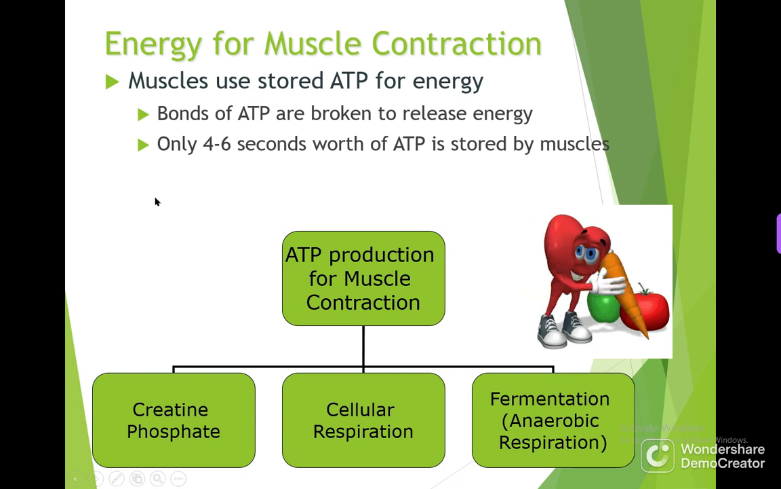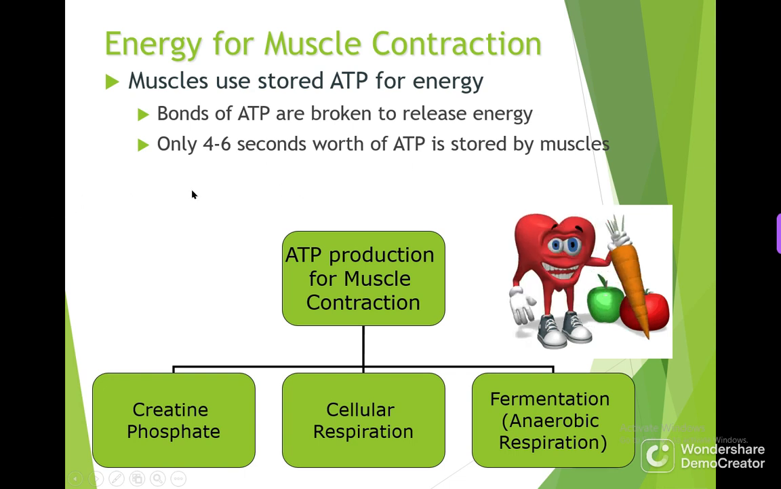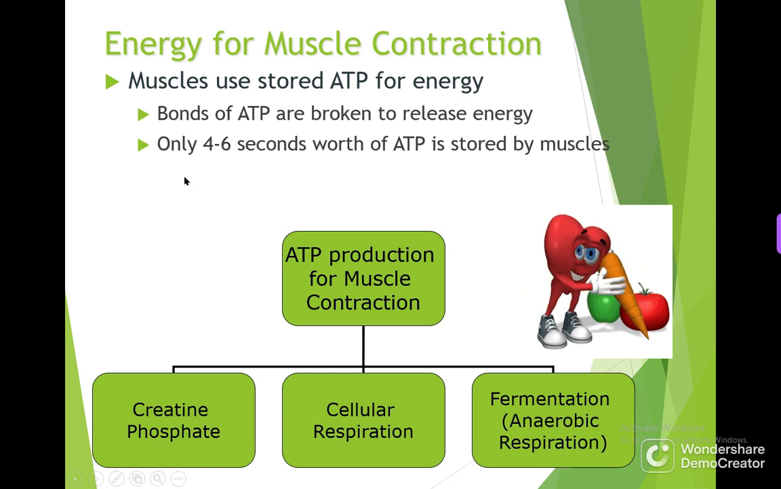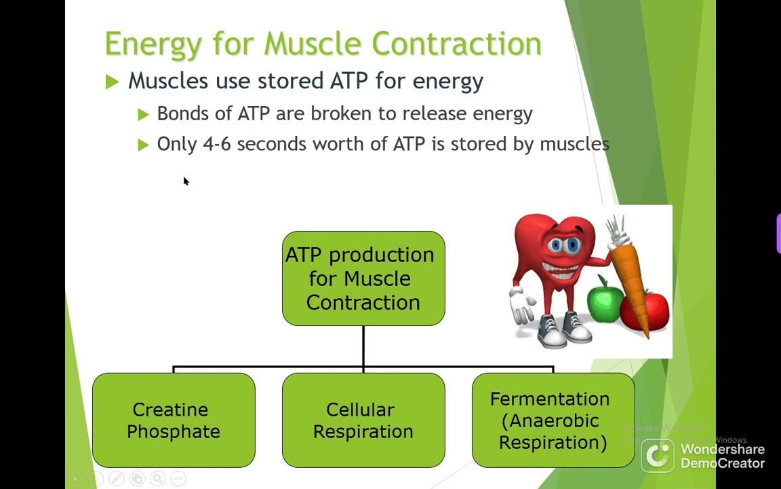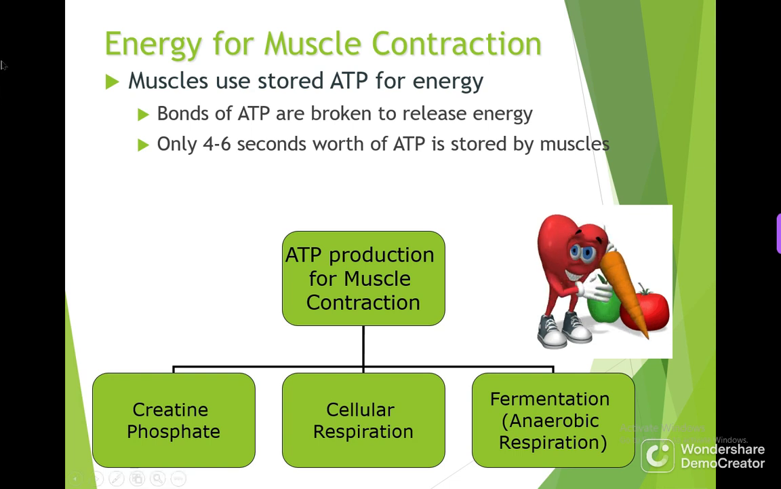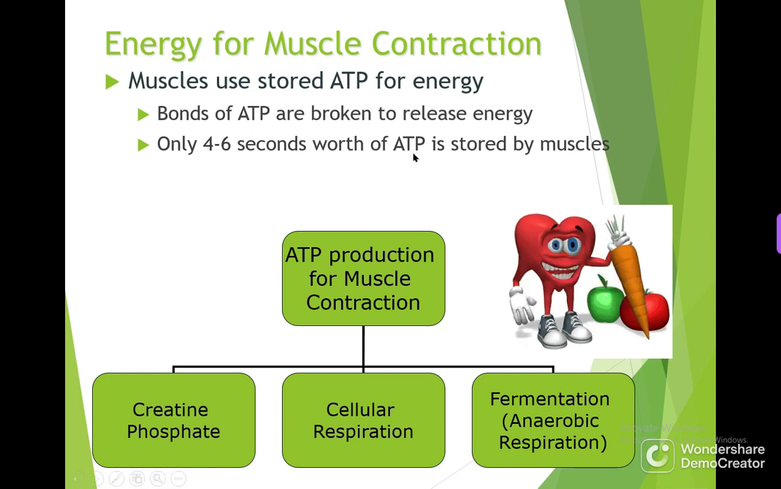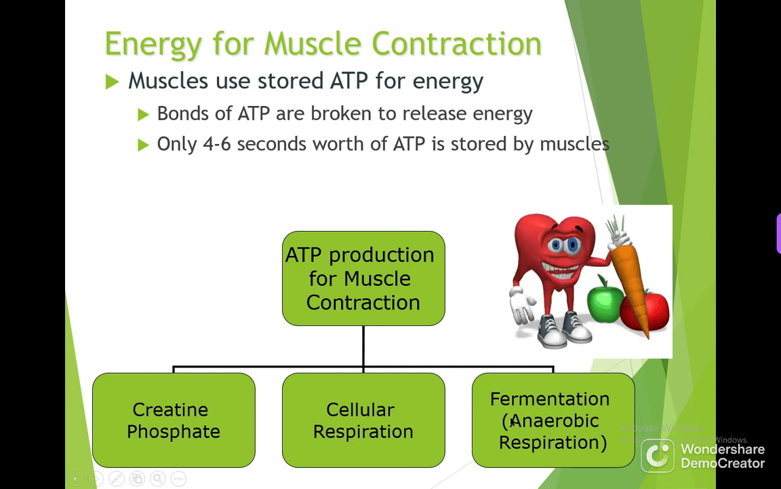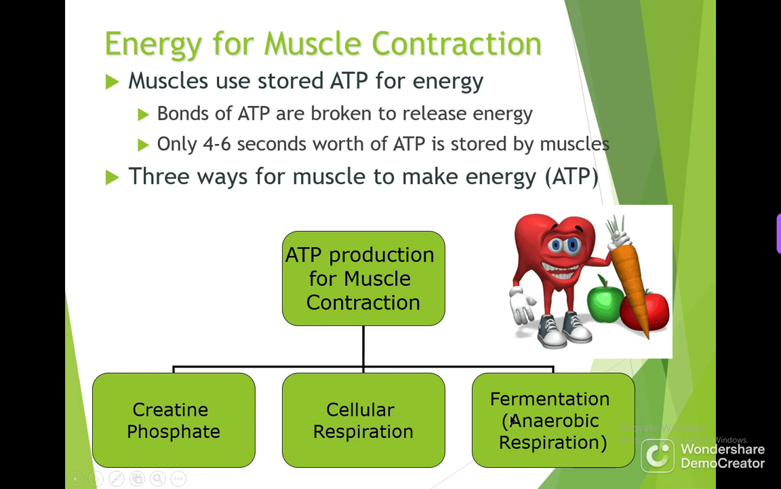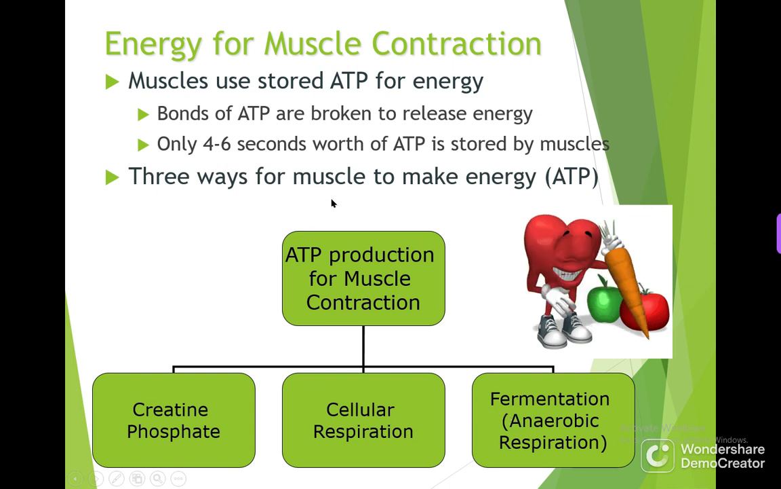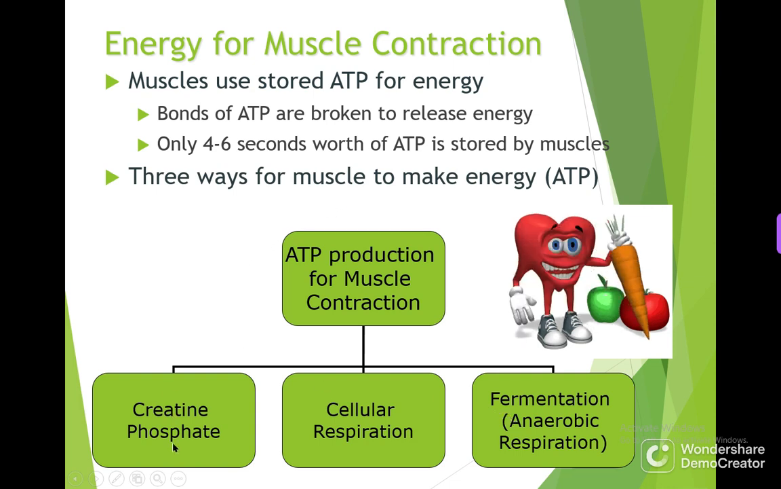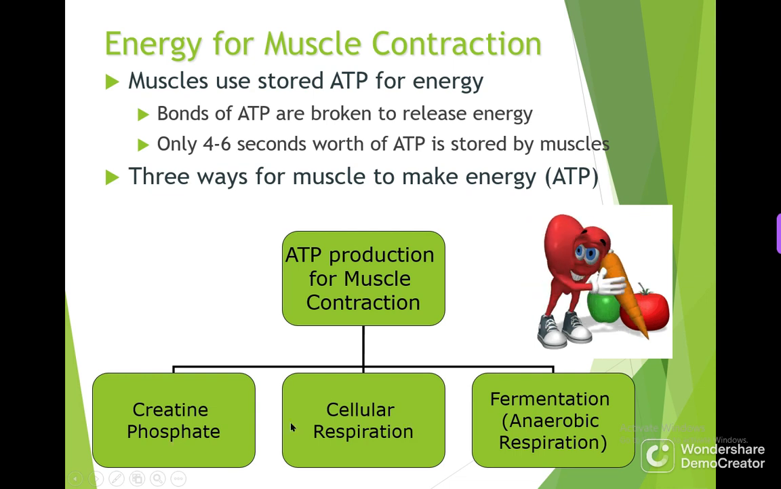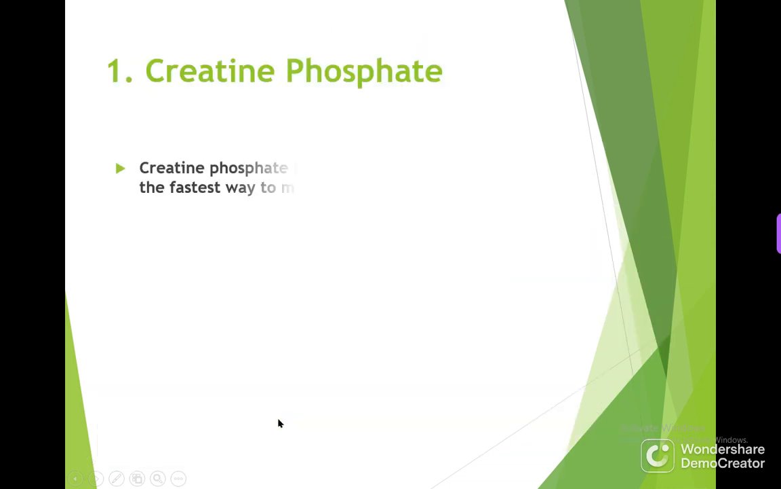The muscle is full of glycogen. Glycolysis occurs there. So only about 6 seconds worth of ATP is stored by the muscles. More than that, it should be utilized properly through creatine phosphate, cellular respiration, or fermentation. There are 3 ways for the muscle to make energy: creatine phosphate, cellular respiration and fermentation. Creatine phosphate is a high energy compound.